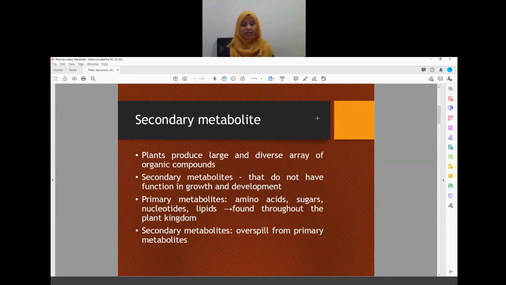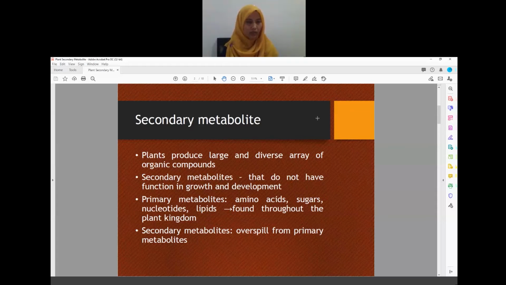Last time we learned about plant nutrients, and if you still remember, I taught you about calcium, nitrogen, phosphorus, and so on. Those are needed by the plant. Now we are looking at the compounds or metabolites produced by the plant secondarily. Later on we are going to see why plants produce these secondary metabolites.